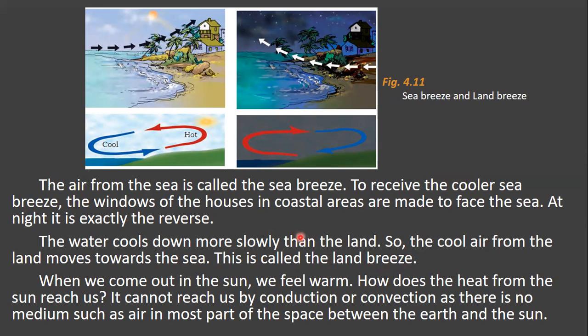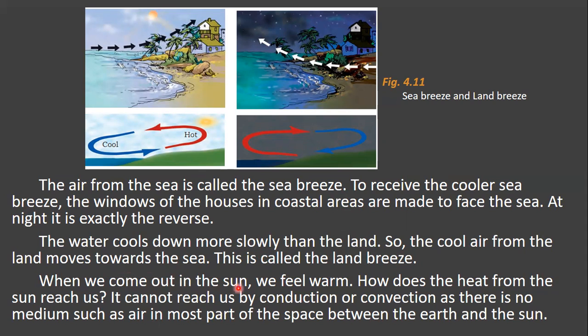See children, the water cools down more slowly than the land here, and this is because the cool air from the land moves towards the sea, and this is called the land breeze.